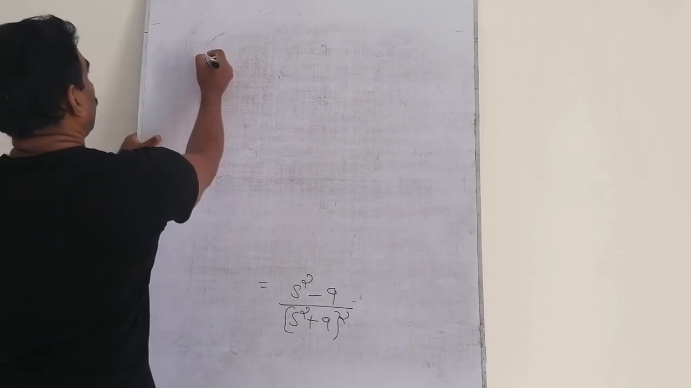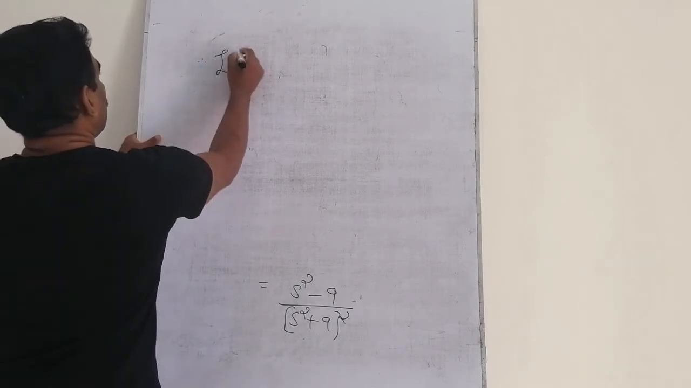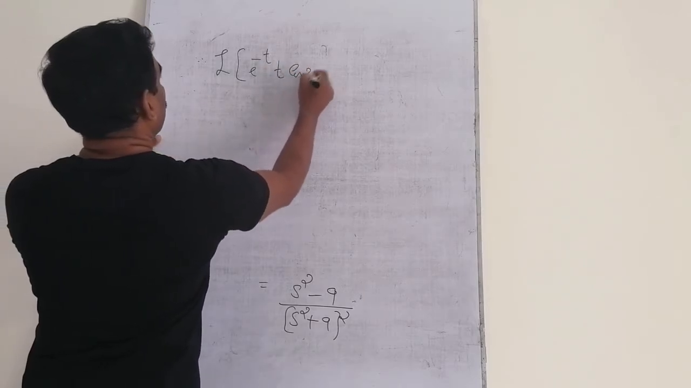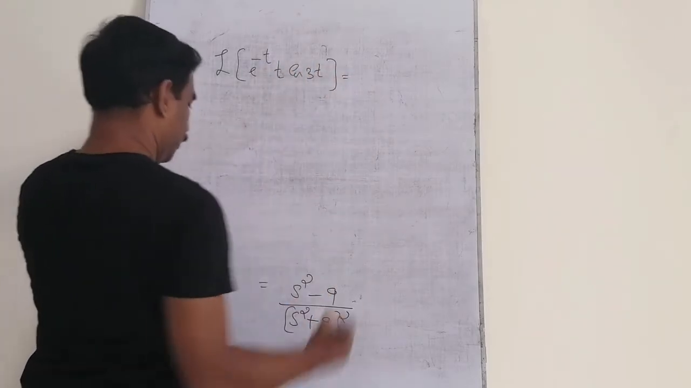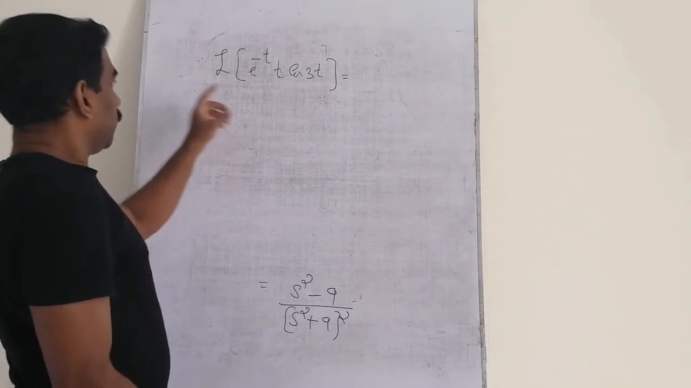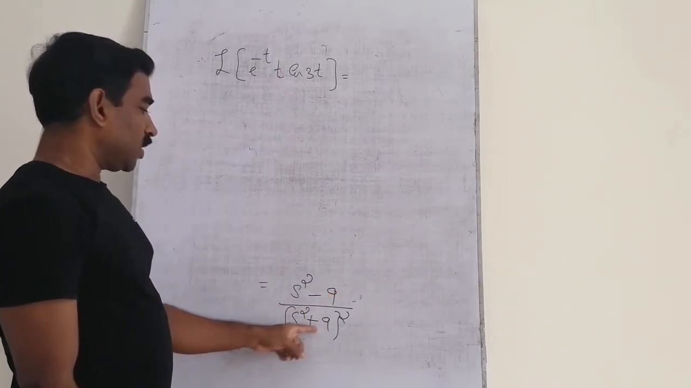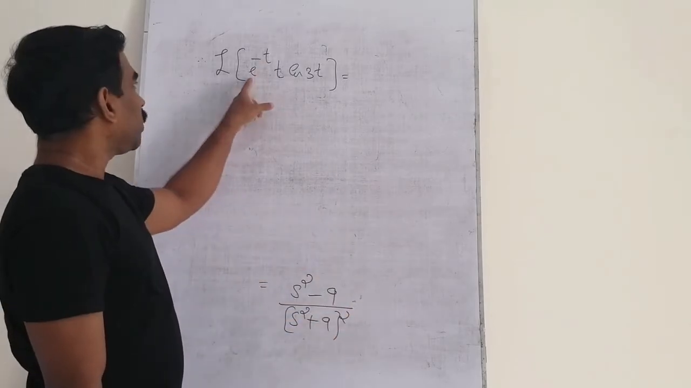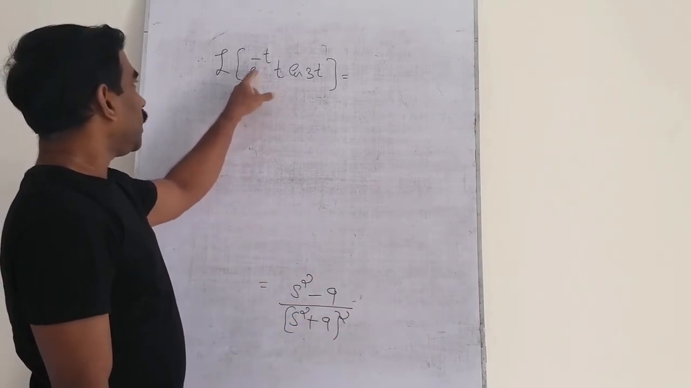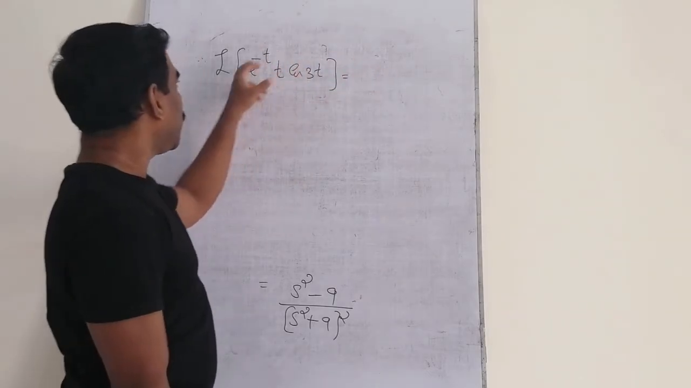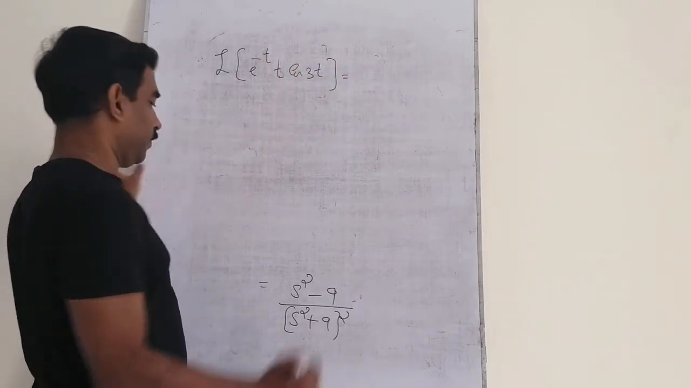Therefore, the Laplace transform of e raised to minus t into t cos 3t is equal to... So we have the Laplace transform of t cos 3t as (s square minus 9) by (s square plus 9) the whole square. Applying the shifting property, that is e raised to at into f(t), every s goes to s minus a. Here s goes to s plus 1.